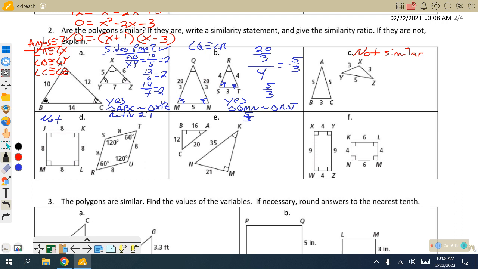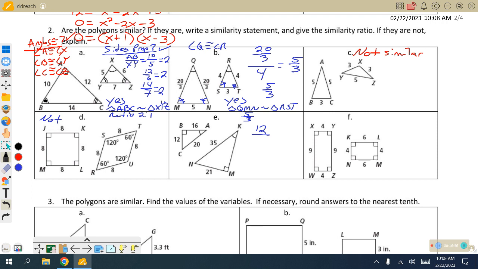Letter E, the angles look fine. Can you match the corresponding sides correctly and see if they are proportional? So small, small, medium, medium, large, large. Can you match up the sides correctly? On this one here, pick out the small side. Small side of what? 12? What does 12 correspond to in the other one?